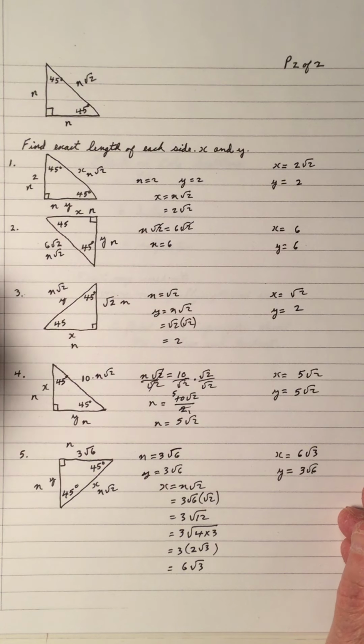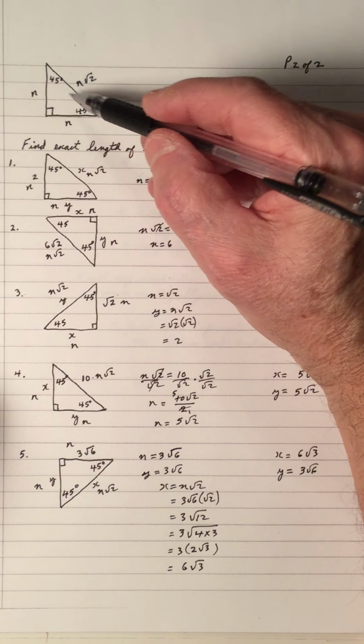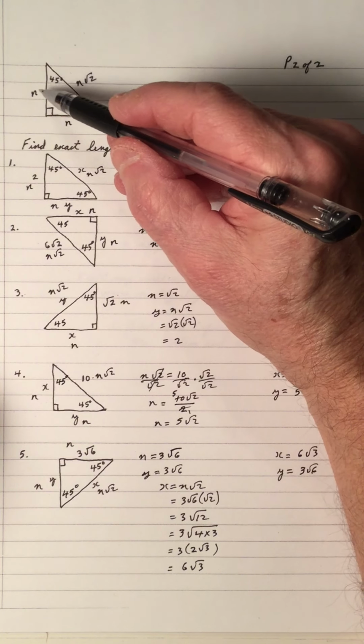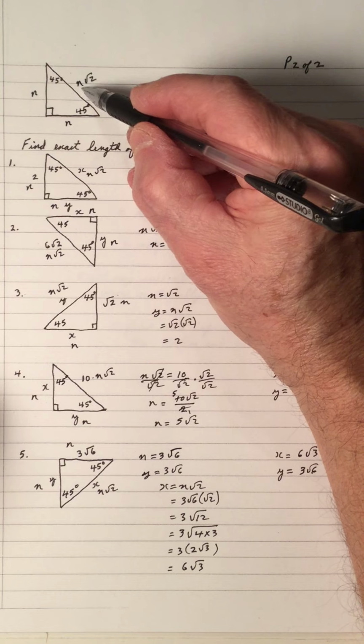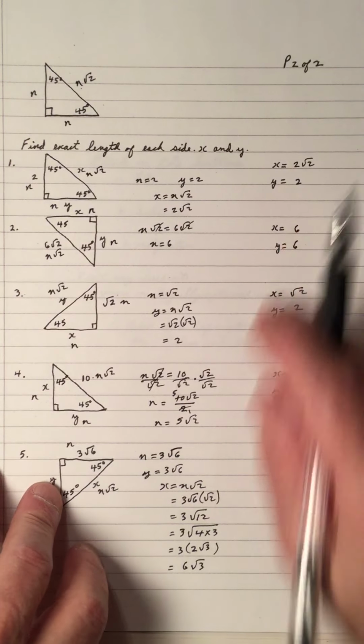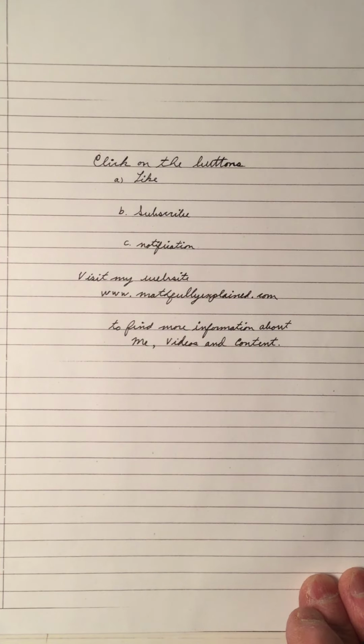Working out the length of the sides. Knowing, again, review, in a 45, 45, 90 right triangle, the legs are n, and the hypotenuse is n root 2. And that brings us to the end of this video.